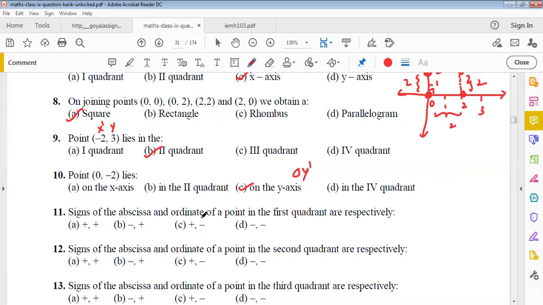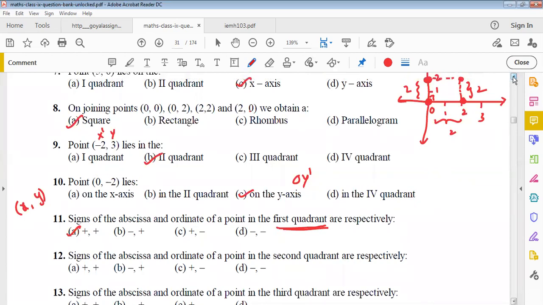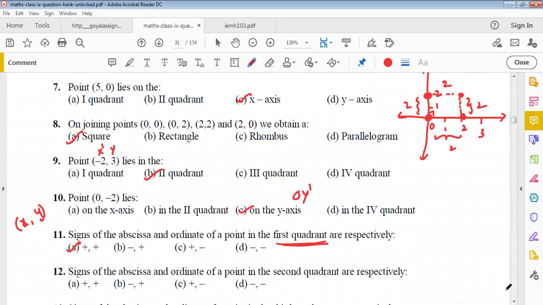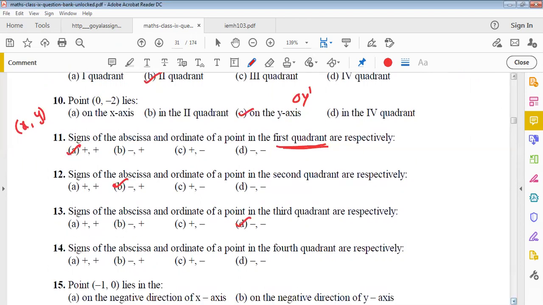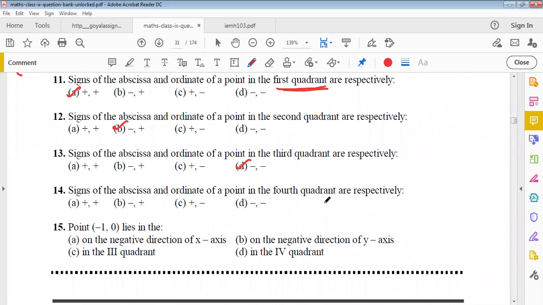Now, signs of abscissa and ordinate. What is abscissa and ordinate? I told you already. X is called abscissa, y is called ordinate. In the first quadrant, both are positive. In the second quadrant, x is negative, y is positive. In the third quadrant, both are negative. In the fourth quadrant, x will be positive, y will be negative.